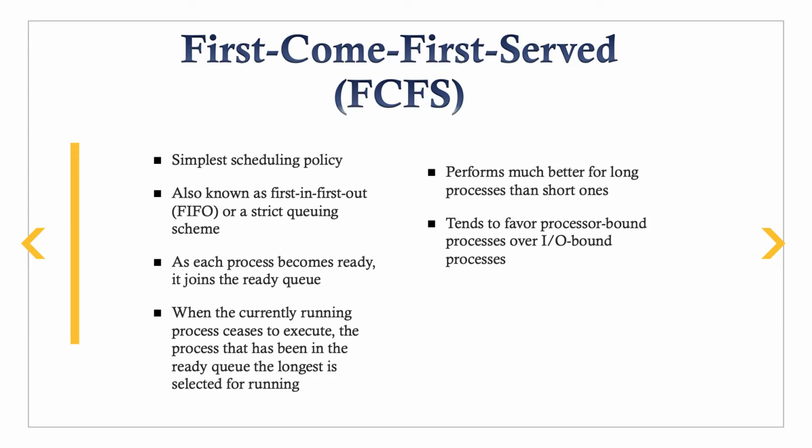So this performs a lot better for long processes than for short ones, and tends to favor processor-bound processes over I/O-bound processes, right? This works pretty well if I've got a bunch of fairly long processes that don't do a whole lot. They're not going out to disk. They're not going out to a bunch of input-output devices all the time. And so that's our first one. And again, refer back to those tables that we just looked at to see what this means when we apply it to that set of processes that we looked at a few slides ago.